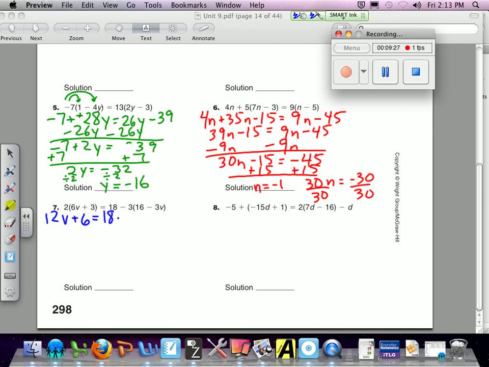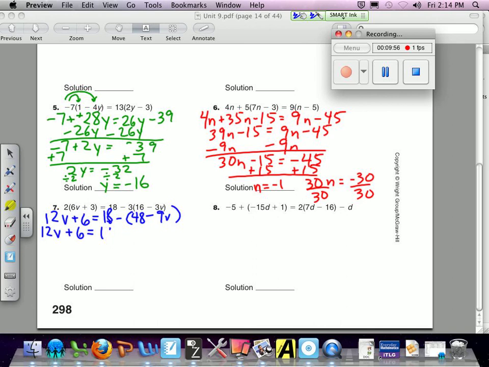So we got 12v plus 6, left-hand side, not so much of a problem, equals 18 minus, now here's where we get a slight potential issue. We could write it, my 18 here minus, and then 3 times 16 is 48. And my 3 times the 3v is subtracting 9v. So we could write it like that.